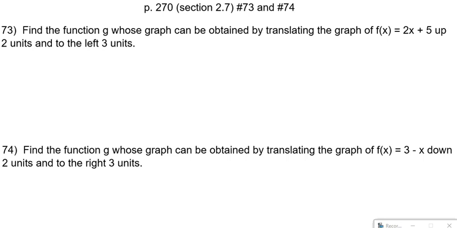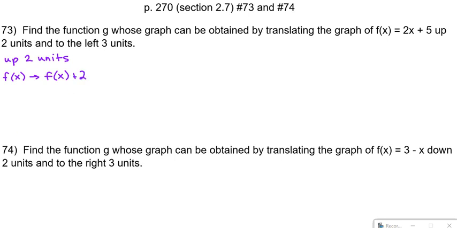Okay, we're doing problem 73 and 74 from page 270, and we're asked to find a new function g by making some transformations on a function f of x. In problem number 73, we're looking at going up 2 units, and in problem 74, we're looking at going down 2 units. So if you're going to translate up 2 units, you're going to be adding 2 to the function. So if your function was f of x, your new function is f of x plus 2.